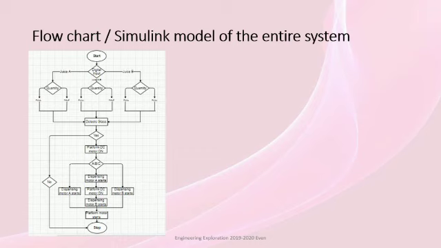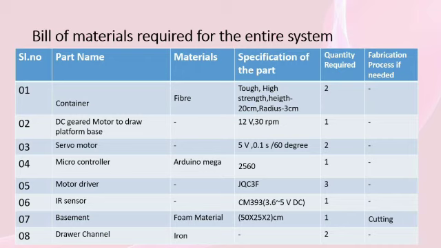Now let us take a look at the bill of materials required for the entire system. The bill of materials includes the part name, the material with which a part is made, the specification of the part, the quantity required, and a fabrication process if needed.